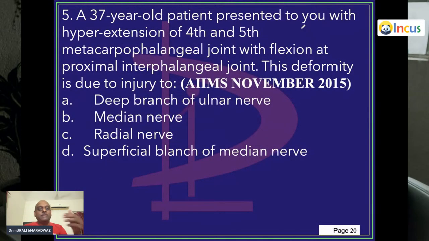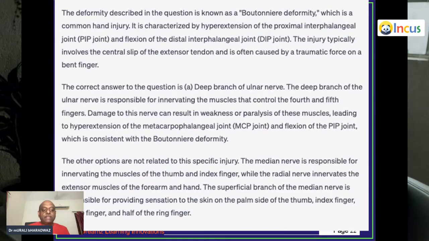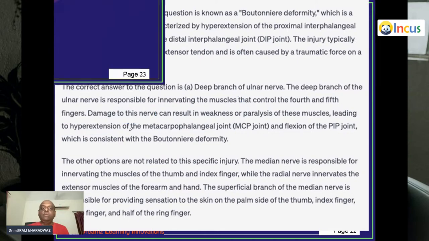37-year-old with hyperextension of the fourth and fifth metacarpophalangeal joint with the flexion of the proximal interphalangeal joint. So what is this called? Boutonniere deformity. So typically it is the deep branch of the ulnar nerve, which is responsible for innervating the muscles that control the fourth and fifth fingers. So any damage to this nerve will lead to their weakness, that leads to metacarpophalangeal joint extension and flexion of the proximal interphalangeal joint, is what you need to remember.